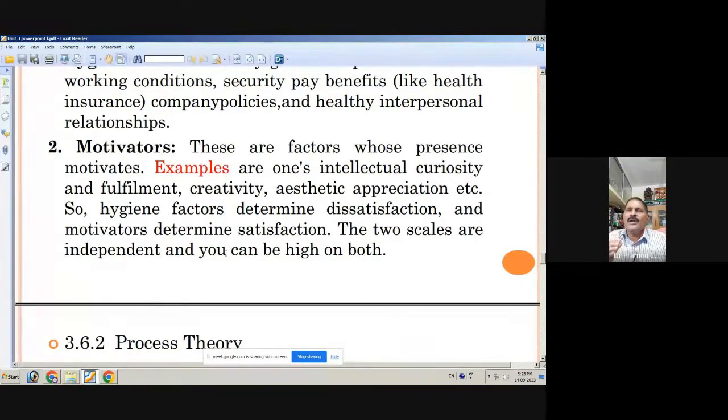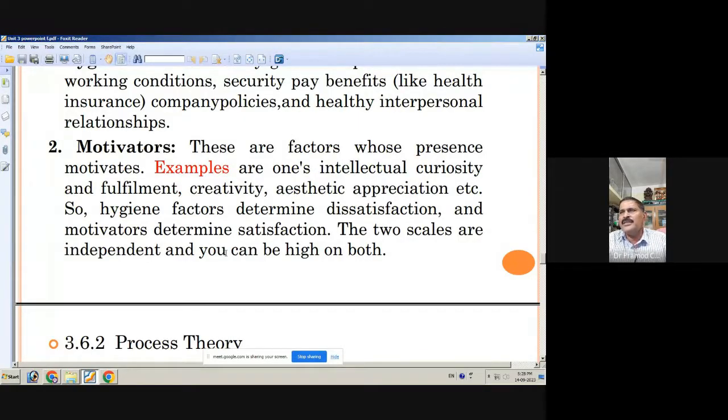We all have creativity. We have aesthetic power. If our intelligence is not accepted, if our intellectual curiosity is not fulfilled, if we do not do anything creatively, if our work is not appreciated by the authority, then definitely we will not be able to do something. So one's intellectual curiosity and fulfillment, creativity, and aesthetic appreciation should be taken into consideration.